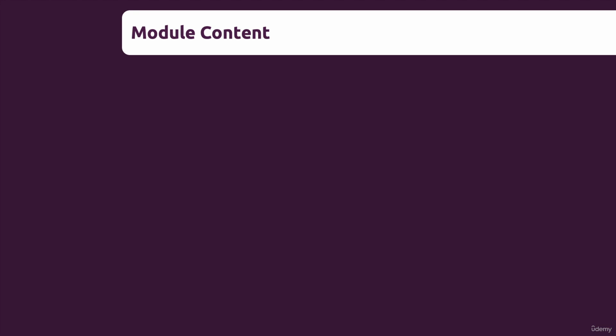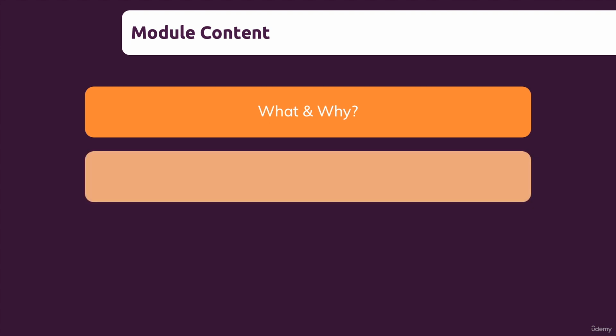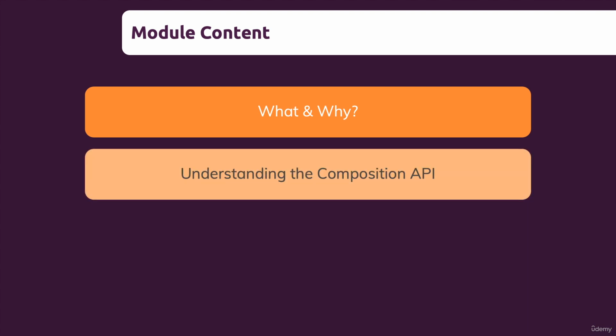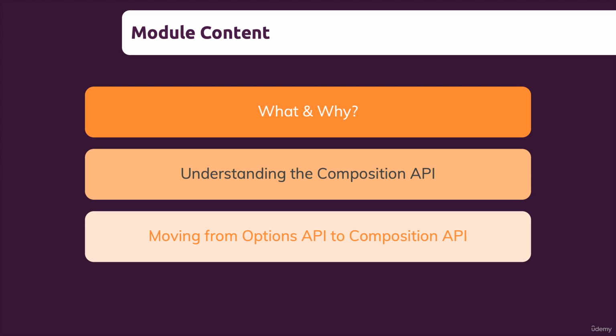In this module, I will start by explaining what exactly the Composition API is and why it exists, why we have these two different ways of building components. We'll then understand the Composition API. We will learn how to work with it and how to write code with it. And of course, I will show you how you could move from the Options API, which is the name of the approach we used thus far in the course, to the Composition API if you wanted to. So let's dive in.